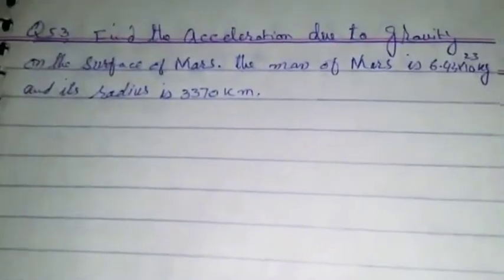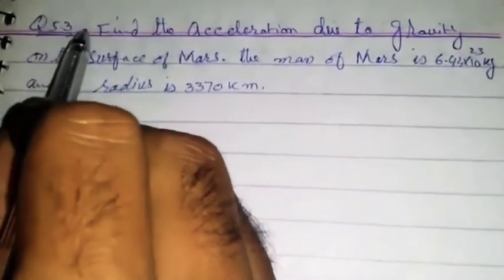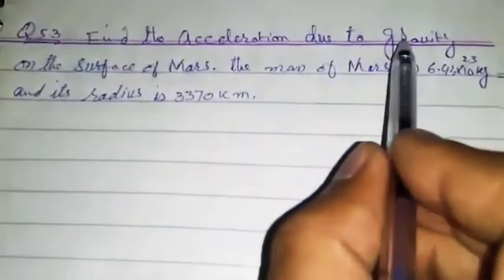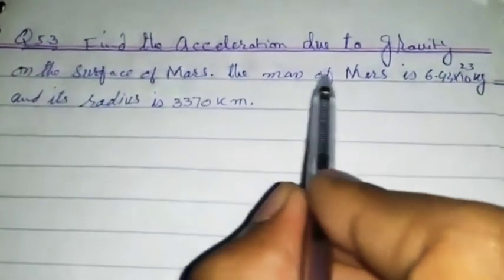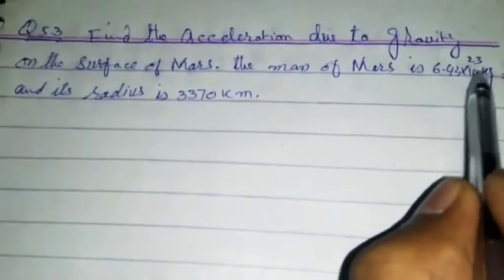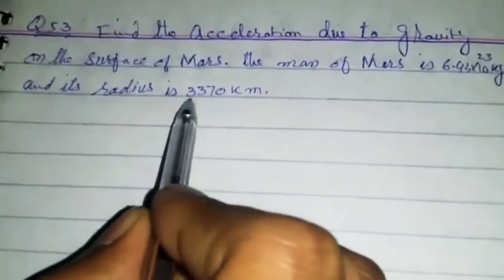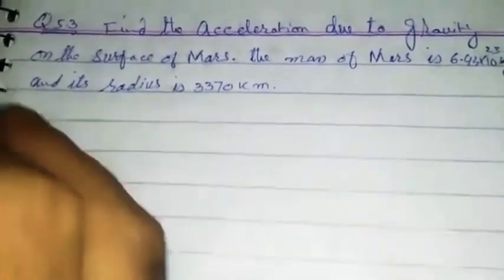Bismillahirrahmanirrahim. Today we are going to solve question number 5.3 from physics 9th class. Find the acceleration due to gravity on the surface of Mars. The mass of Mars is 6.42 into 10 to the raised power 23 kilogram, and its radius is 3370 kilometer. Let's solve this.